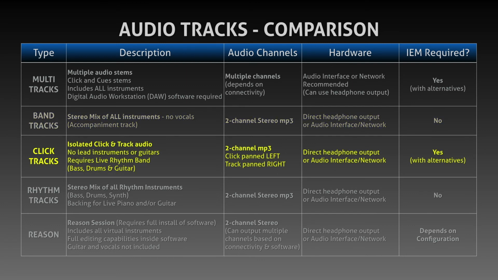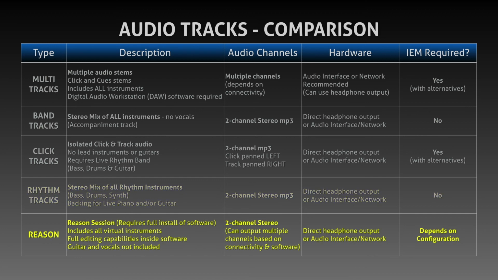Click tracks are isolated click on the left and the track mix of audio on the right channel. So it's a 2-channel MP3, and it does require in-ear monitors. Rhythm tracks is a stereo mix of just the rhythm instrumentation, just for backing purposes, for maybe a lone worship leader on guitar or piano or both, whatever you have in your mix. It's a 2-channel MP3. It is mixed in stereo, and it does not require in-ear monitors.